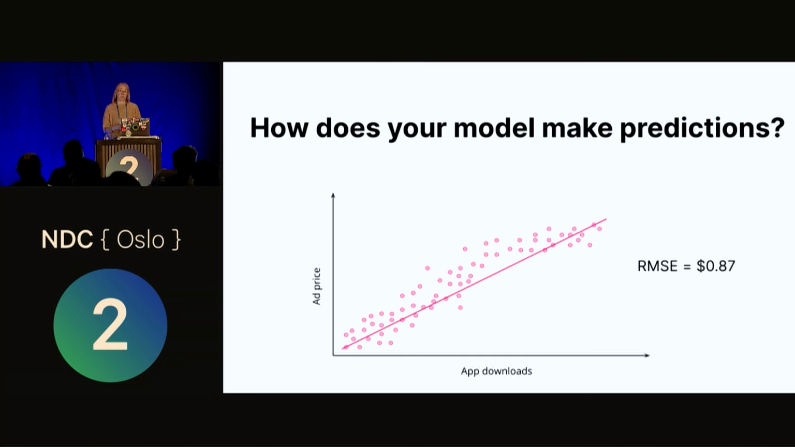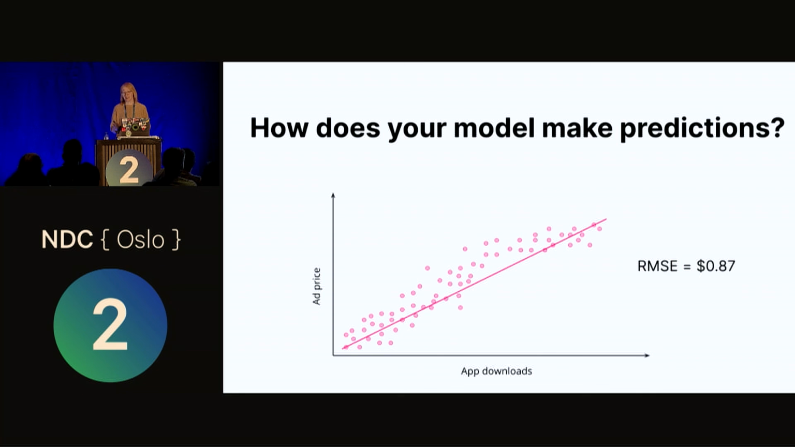So, for example, linear regression models assume that the relationship between features and targets are, well, they're linear, they're a straight line. However, if we go back to that relationship between app downloads and the ad price, we can see that it's not. And if we try to fit a linear regression model, we can see that this RMSE value, the model error, is quite high. What this is telling us is if we try to fit a straight line between those two values, our prediction is going to be off by an average of 87 cents.